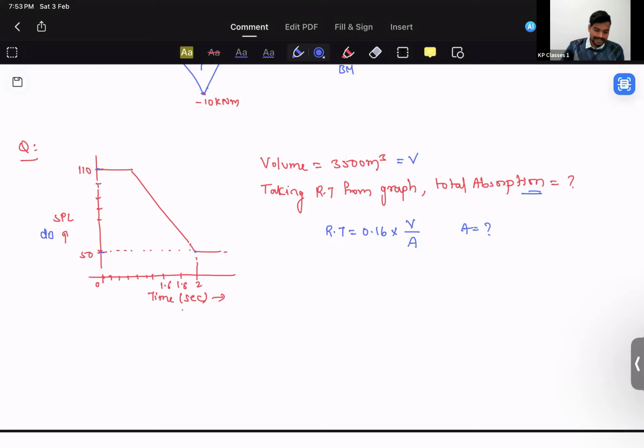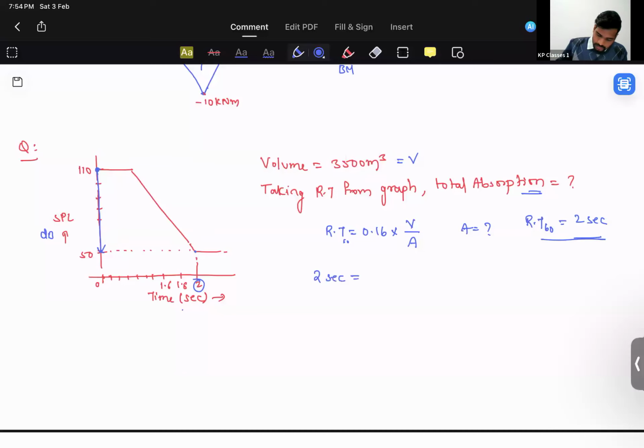What is reverberation time? It is the time taken for the sound to fall 60 decibel below its original level. This is the formula for RT60. So 60 decibel below the original level, it falls down and will reach 50. And how much time is it taking? 2 seconds. So from the graph, you can see that the reverberation time for a fall of 60 decibel is going to be 2 seconds. What is reverberation time? The time required for sound to fall by 60 decibels from its original level. So 2 seconds is the reverberation time.